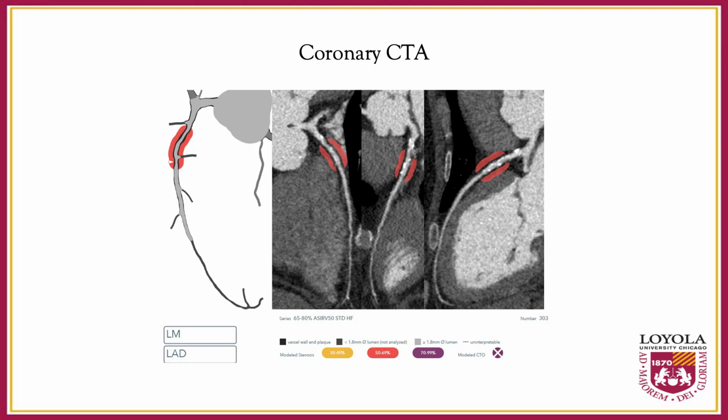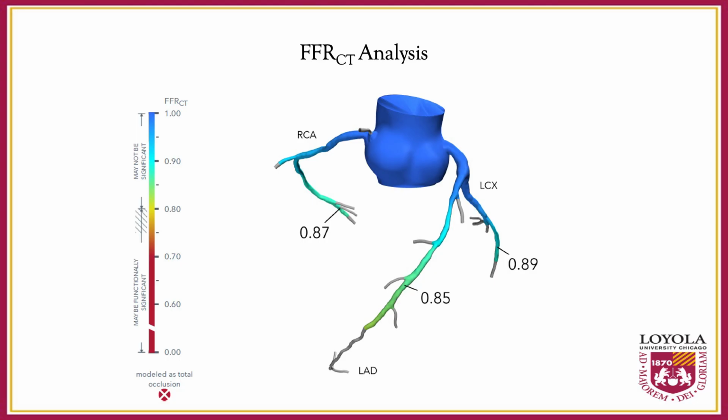Now, based off of the anatomy alone, I needed more information to determine whether these lesions were flow limiting or not. So I ordered an FFRct. This is the patient's FFRct, and indeed, all of the 3 major epicardial vessels with their respective lesions came back negative for any flow limiting stenosis.